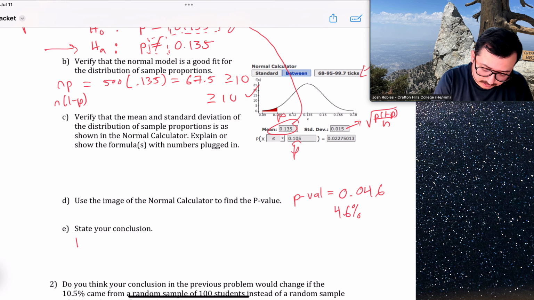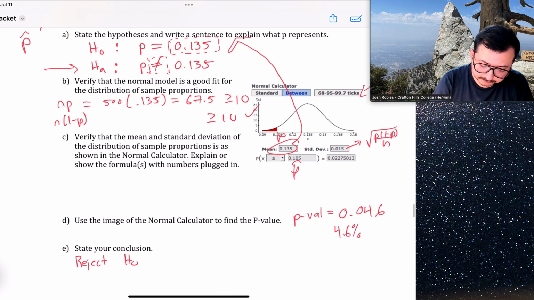We reject the null hypothesis. I'm going to do this in my notes. You can choose if you want to do it in yours. So our original idea is what we assume to be true, and we've just decided that's wrong.